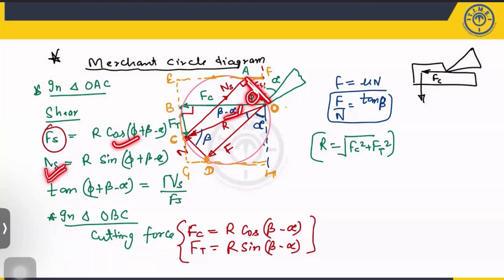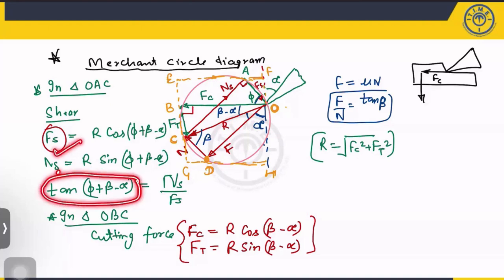Similarly, the Ns, that is nothing but the normal to the shear plane. If you take the sine component of this R, you will get the normal to the shear plane. You got the Fs and Ns. Okay. So if you divide this normal to the shear plane by the shear force, you will get tan of phi plus beta minus alpha. Okay. Now, similarly, you can write down for the cutting force and thrust force.